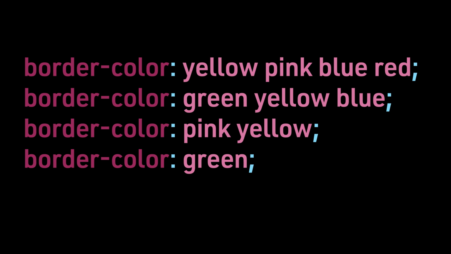With 4 values, the top border is yellow, the right border is pink, bottom border is blue, and left border is red. With 3 values, the top border is green, right and left borders are yellow, and the bottom border is blue. With only 2 values, the top and bottom borders are pink, and the right and left values are yellow. And finally, with one value, all 4 borders are green.